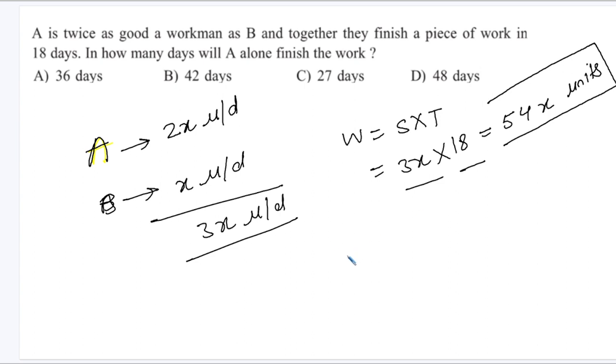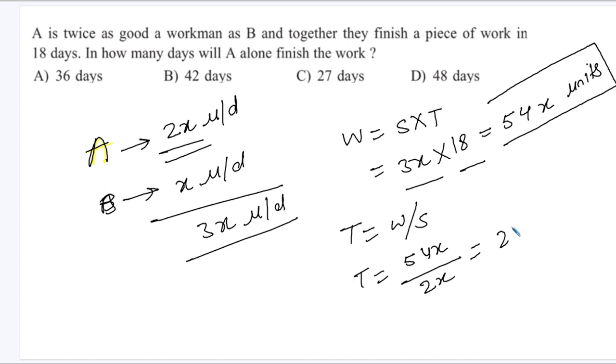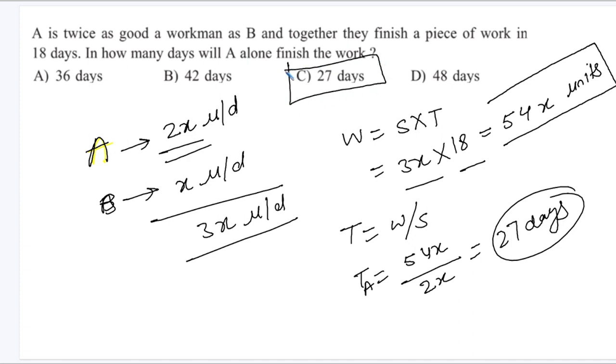The question is, in how many days will A alone finish the work? It's about the number of days. That means I need to calculate the time when I have the work and the speed, because that's the only way we can calculate time. Work is how much? Work is 54x. The question says how much time will A take to finish the job? That means A's speed is 2x. So 54x divided by 2x will give me 27 days. So for A to finish the job, the time will be 27 days.